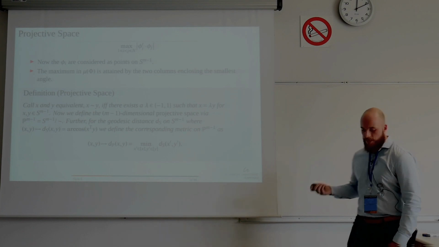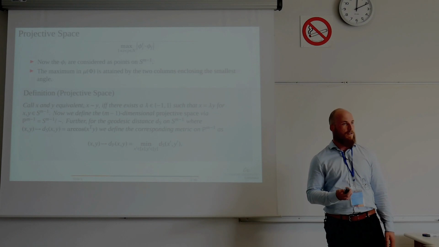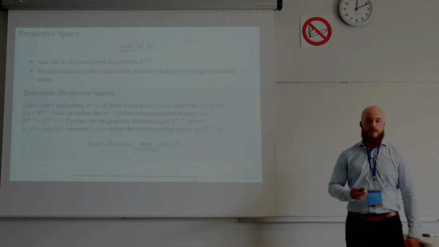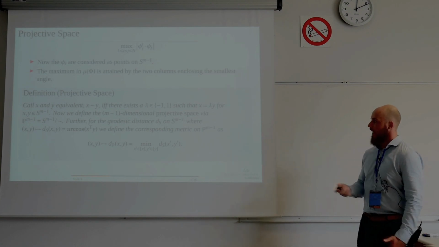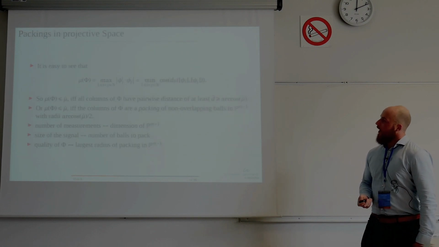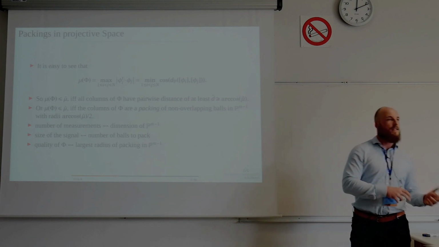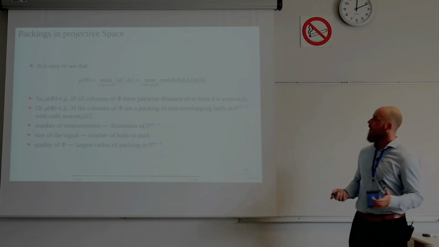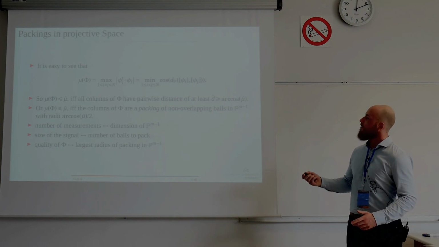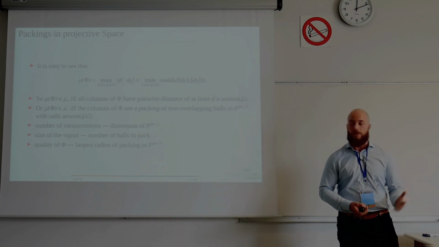So what we do is we consider these columns of phi to be in a projective space. In the normal way, we equip it with the geodesic distance. So it's just the angle between the columns. And now we can rephrase the coherence in terms of distance in that projective space. Yeah, very easily. This absolute value here is maximized if we minimize the cosine of the angles. Yeah?